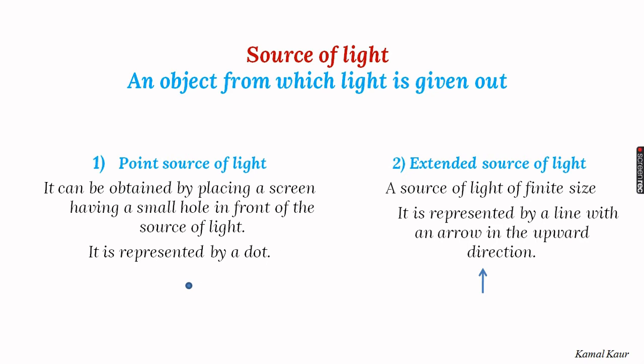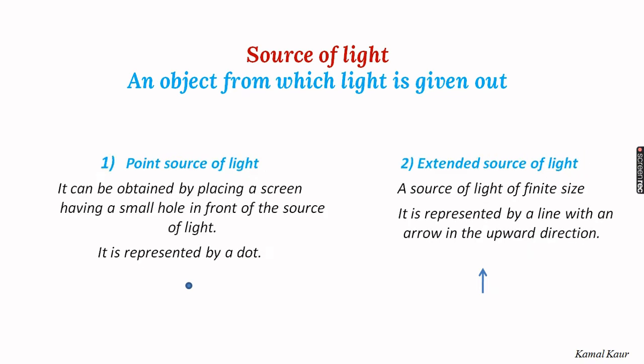Stars which are far away from our earth appear to us just like tiny dots, so we consider them as point sources of light. An extended source of light can be any source of finite size, and it is represented by a line with an arrow in the upward direction.